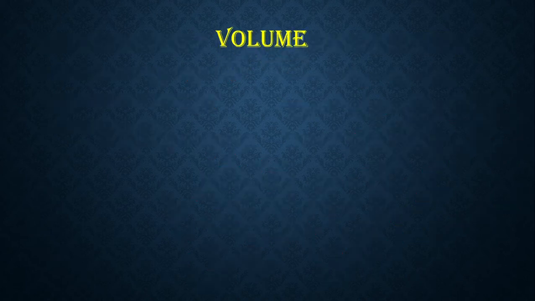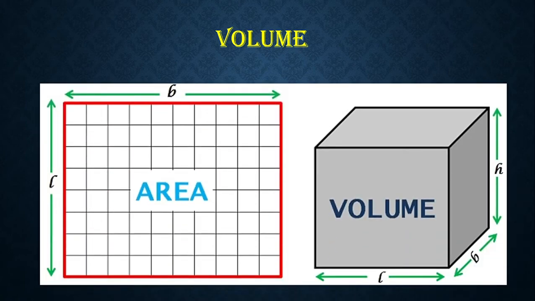Volume. Now we got to know the area. Area is the surface covered. We can cover it using the number of squares. So if you have length and breadth, you multiply length and breadth, and you know how many squares there are in that. Now, how will you find the volume? Volume is a three-dimensional figure. It has length, breadth, and height.